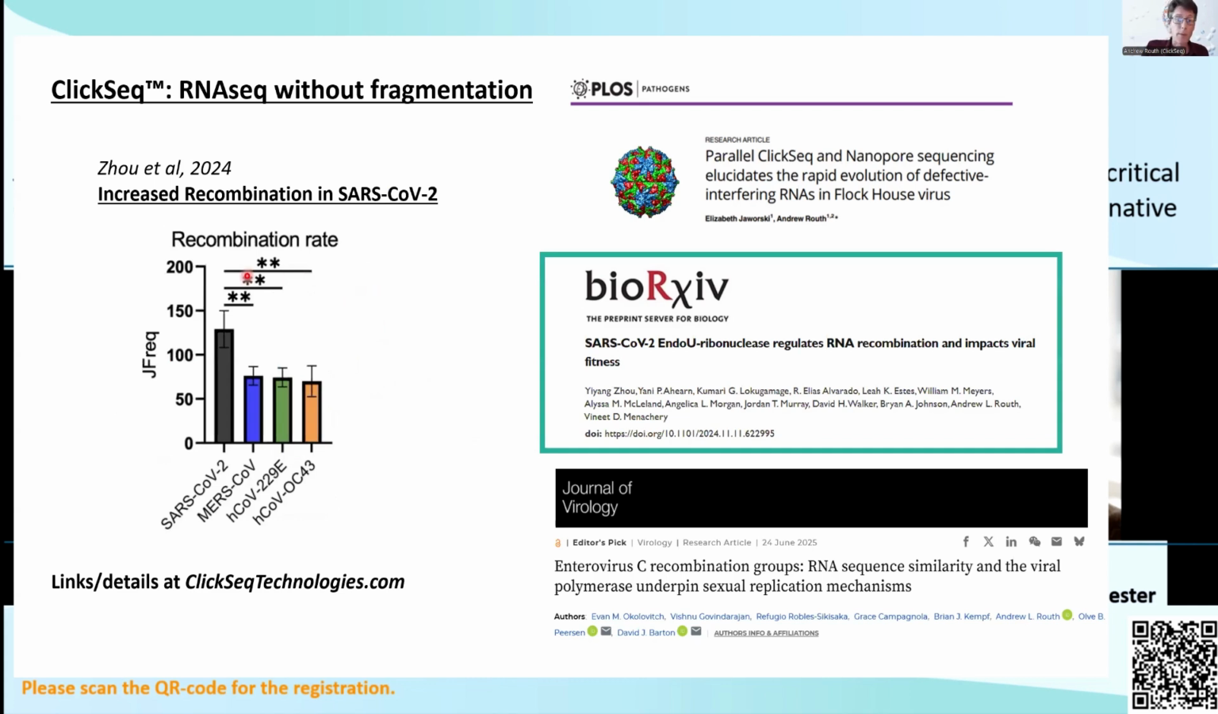More recently, we've been looking at RNA recombination rates in coronaviruses, and what we found when we sequenced different coronaviruses using ClickSeq, such as SARS-CoV-2, MERS, 229E, and OC43, is that the recombination rate of SARS-CoV-2 is considerably higher than any of the other beta coronaviruses that we've sequenced in the lab. And this might reflect one of the reasons why we see so many recombinants and structural variants throughout the pandemic.